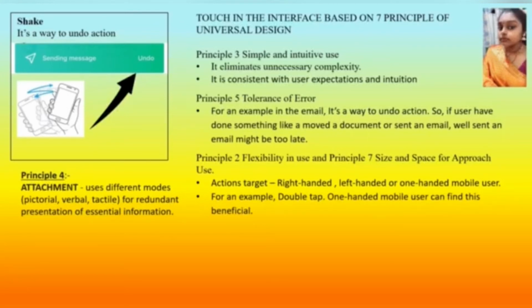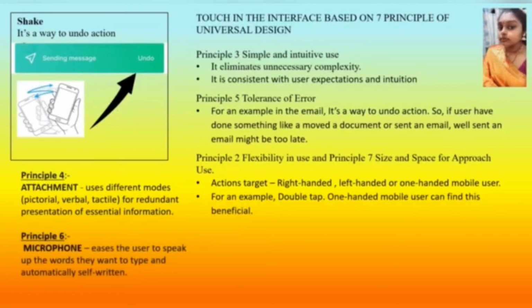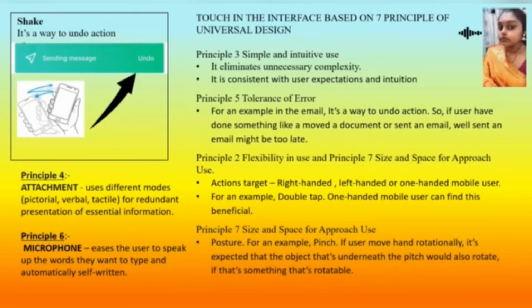So if the user has done something like moved a document or sent an email, the user can easily undo the action. And also principle 6, which is the microphone, lets the user speak the words they want to type and automatically reads them back. And lastly, principle 7, size and space for approach and use. For example, pinch: if the user moves rotationally, it's expected that the object underneath the pinch would also rotate, if that's something that's rotatable.